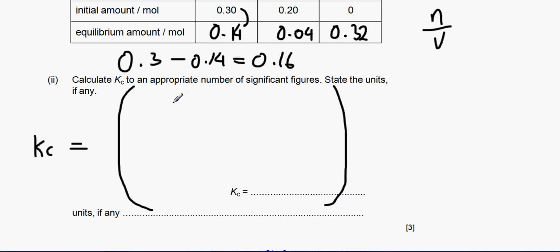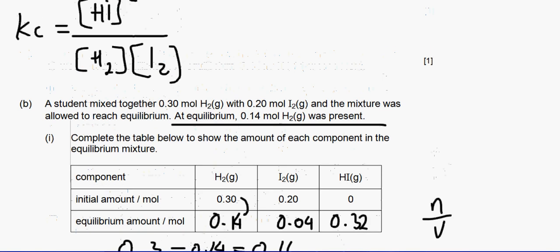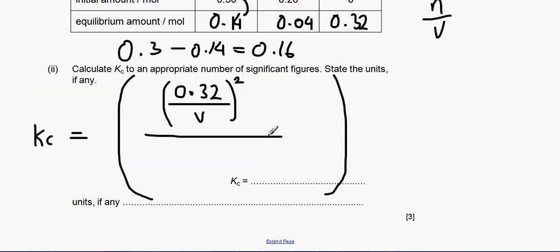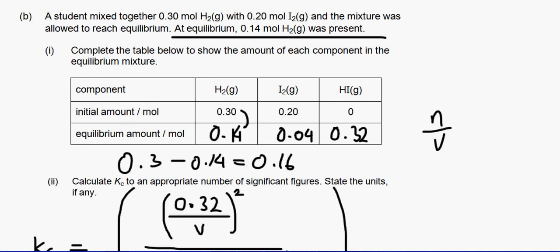So it's going to be the products, which is 0.32 moles divided by V. Okay, so that's the concentration of the products, squared, sorry. Yeah, 2 moles, yep. So it's squared over 0.14 divided by V to get the concentration of hydrogen gas times 0.04 divided by V, which is the concentration of the iodine gas.